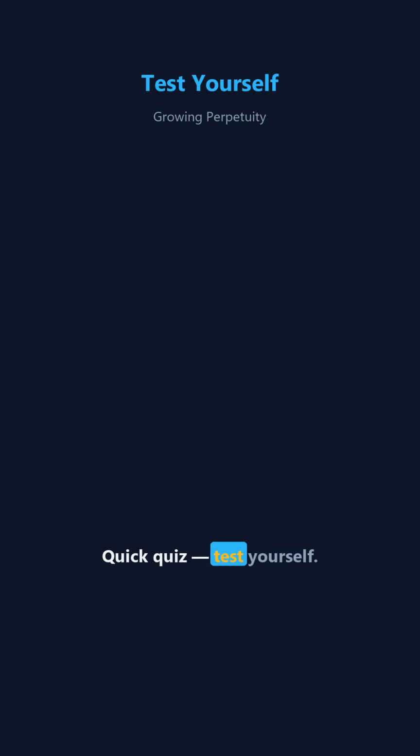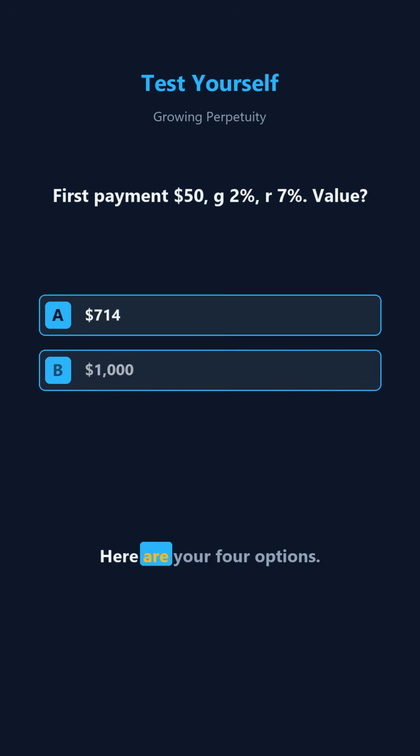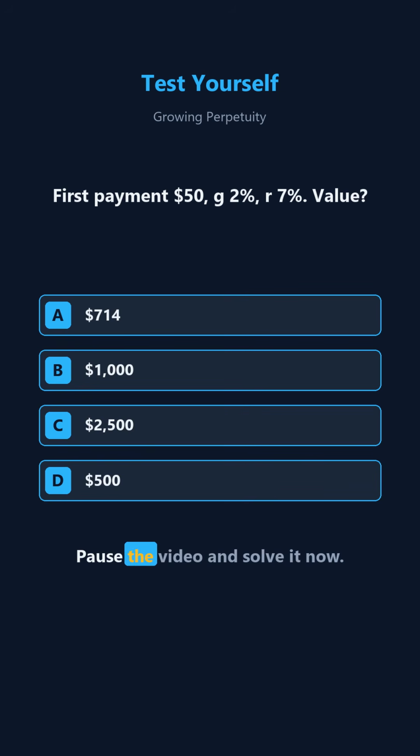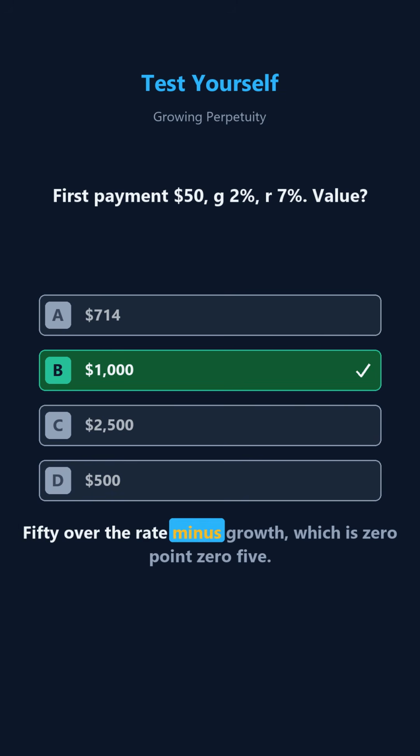Quick quiz, test yourself. A growing perpetuity has a first payment of $50, grows 2% forever at a 7% rate, so what is its value? Here are your 4 options. Pause the video and solve it now. The correct answer is B, $1,000. 50 over the rate minus growth, which is 0.05.